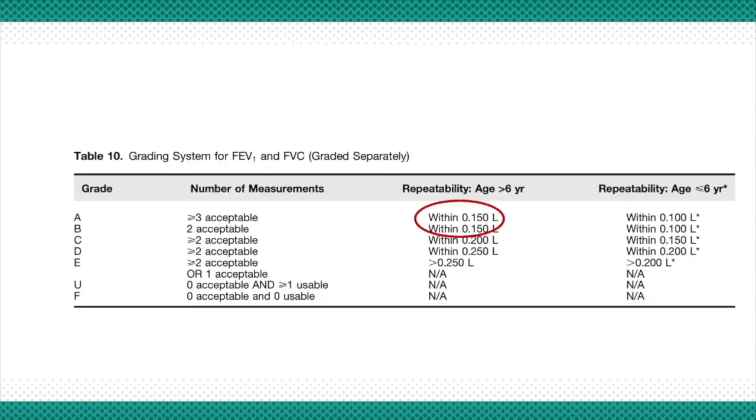What is considered as a standard grading? If you have more than 3 acceptable maneuvers which are within 150 mL of each other, that is a grade A of standardization, and so this spirometry will be accepted with grade A. In case there are more than 2 acceptable maneuvers with again the same repeatability index, then they can also be accepted with grade B. We would try to accept all readings which are preferably between a grade A and grade B to know whether we have performed the right maneuver techniques.